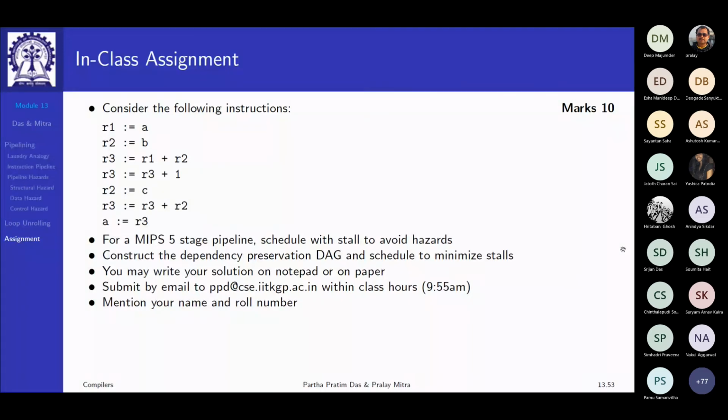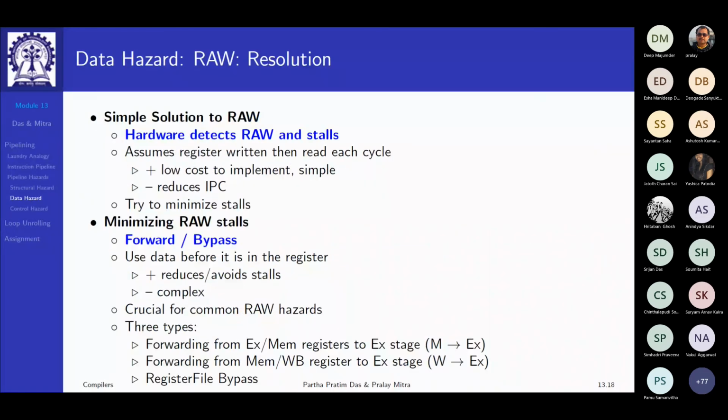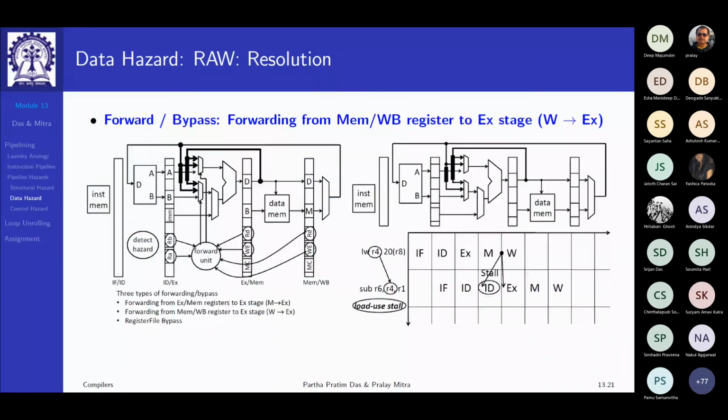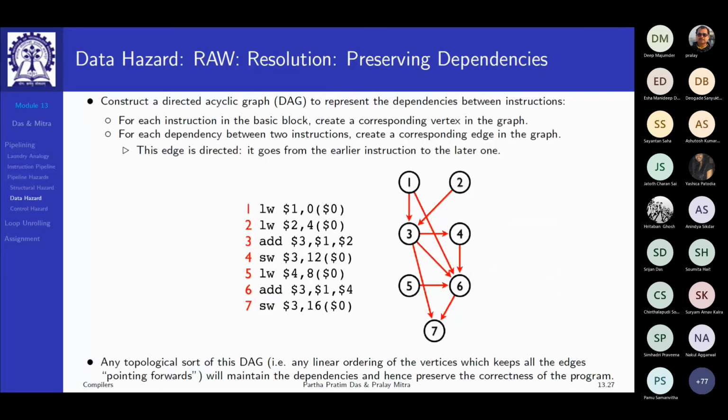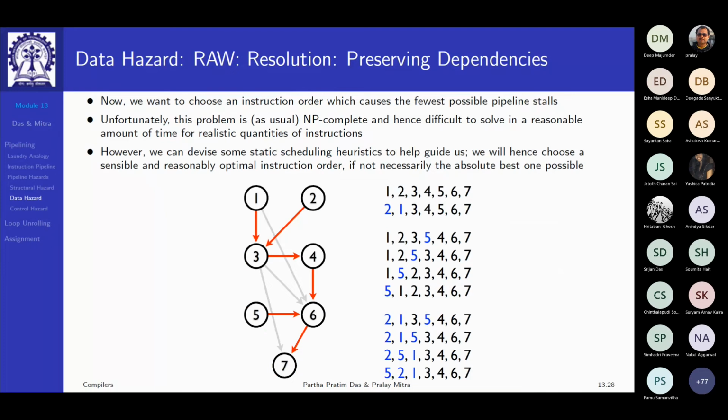Excuse me, sir. Sir, could you please show that slide again, which listed the heuristics once? So for the dependency preservation DAG. Absolutely. Actually, this one, right?